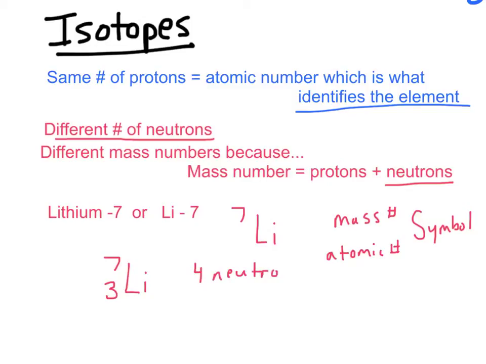The bottom number tells me the number of electrons and protons in a neutral atom. So I would have 3 protons and 3 electrons. So I can really quickly see that. Now I might have lithium 8 or lithium 9. It's still 3 for the bottom number. The only thing that's changing is the top number, and that changes my number of neutrons.